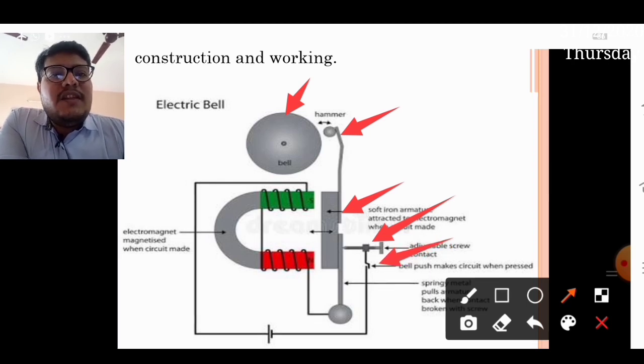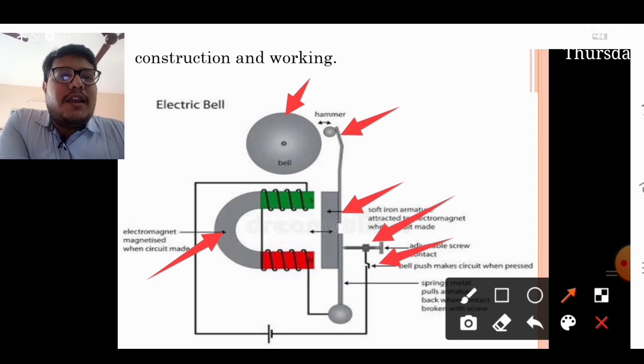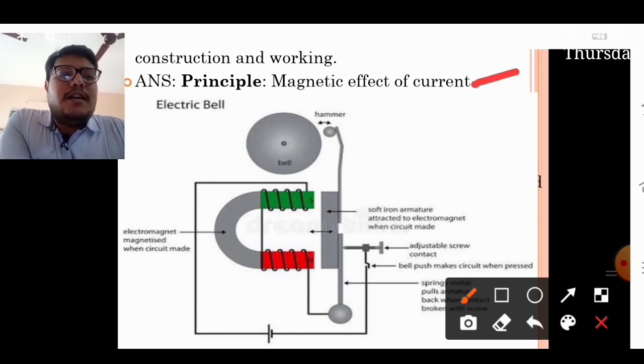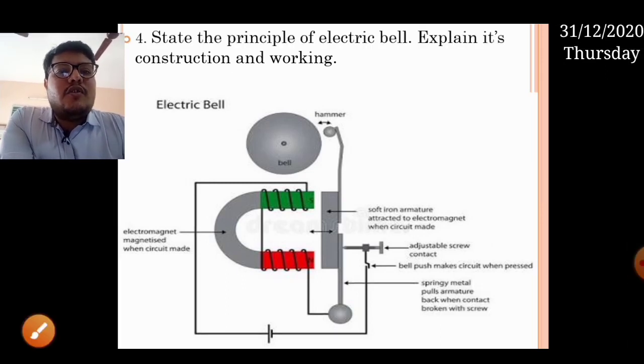Now this part behaves as an electromagnet when current flows, right? And this part is a little bit flexible, which is attached to this. What is the principle? The magnetic effect of current. Here, see, this is the coil, right?